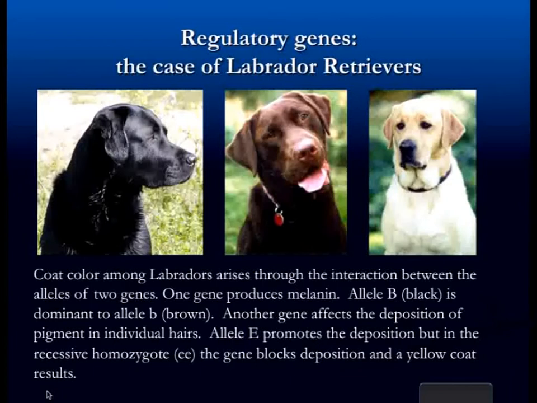brown or black, okay? If it's the recessive homozygote, meaning two of the small lowercase e, the gene will block the melanin and result in a yellow dog, okay? That is an example of regulatory genes, okay?